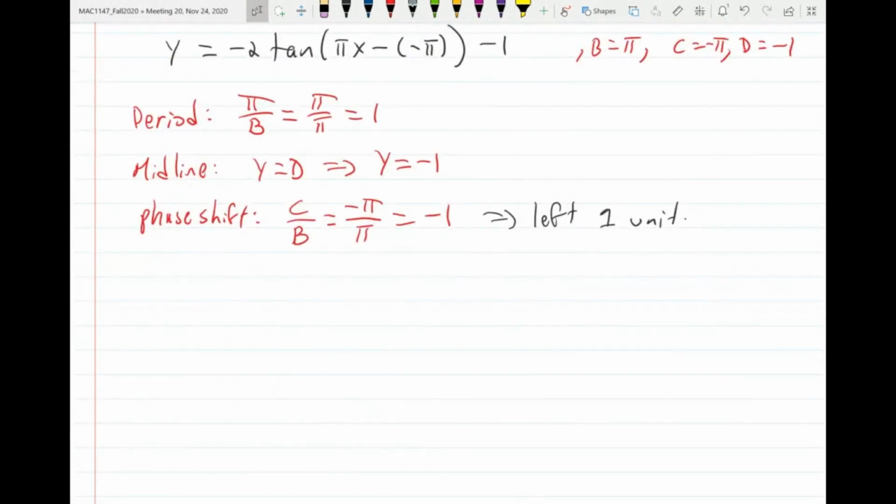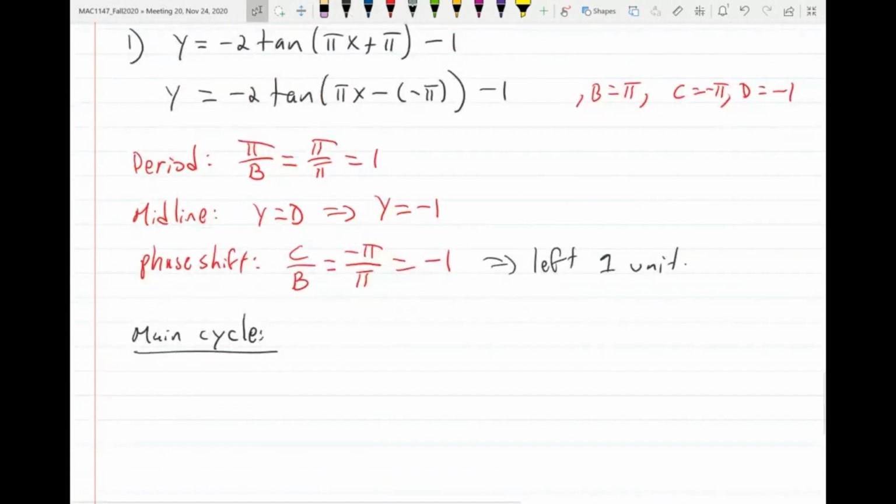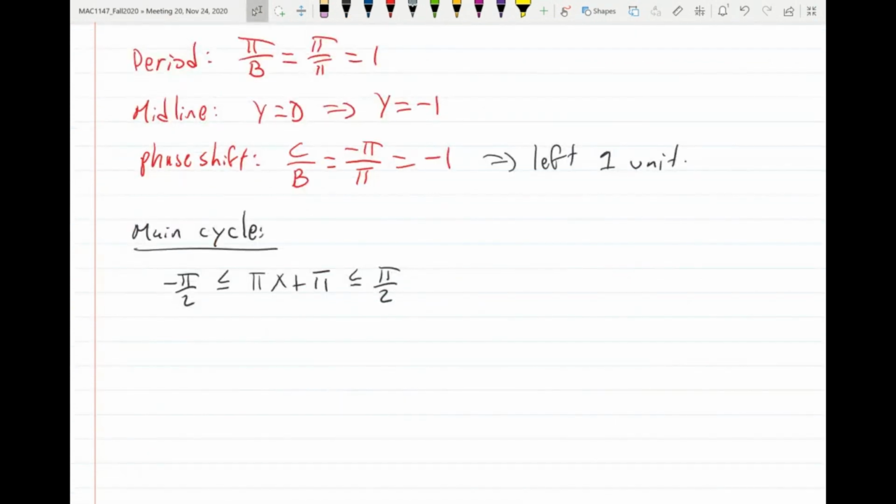Okay, so now that we have these values, then again, as usual, the main cycle. Now remember, for tangent, the main cycle is always between -pi over 2 and pi over 2. So we need to do the adjustment accordingly, okay? So we had here pi x plus pi, that's what we had in the argument. So this is between -pi over 2 and pi over 2. This is the main cycle of tangent. So let us figure out where the main cycle of this function will go. We know it has to go left 1 unit, okay? But this inequality is going to tell us.